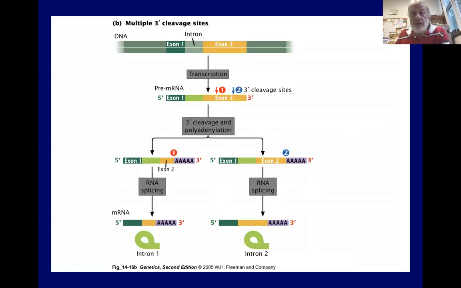And here we have something similar, showing you 2 3' cleavage sites, both in exon 2. Let's see, cleavage site 1 is upstream from cleavage site 2. And so you're going to get a shorter mRNA from cleavage site 1 than you are from cleavage site 2, and therefore a slightly different protein in the end product there, because the mRNA in number 2 there is longer than the one in number 1, of course.